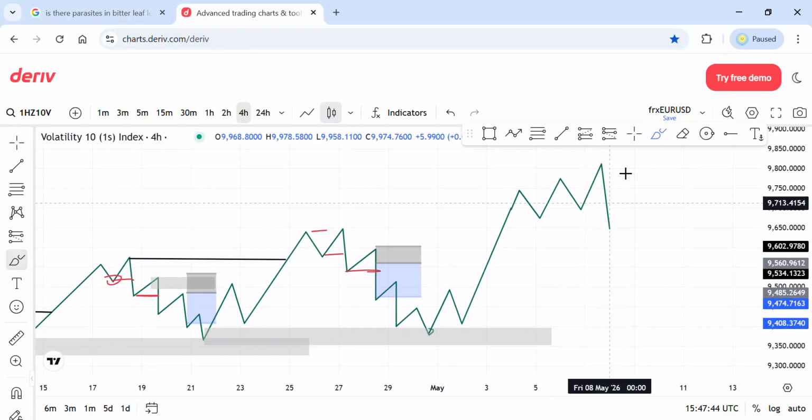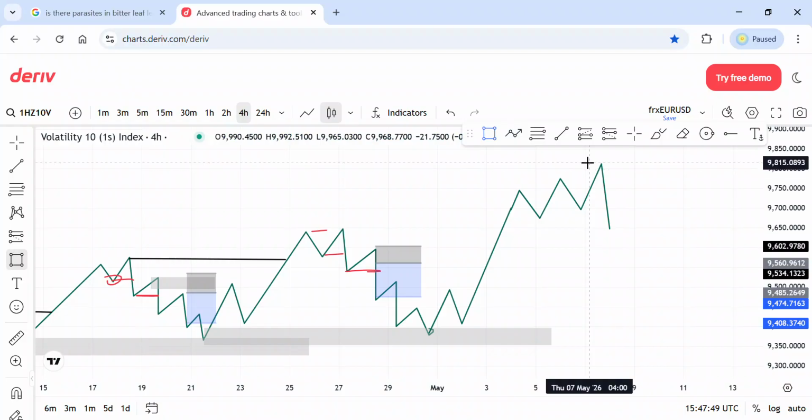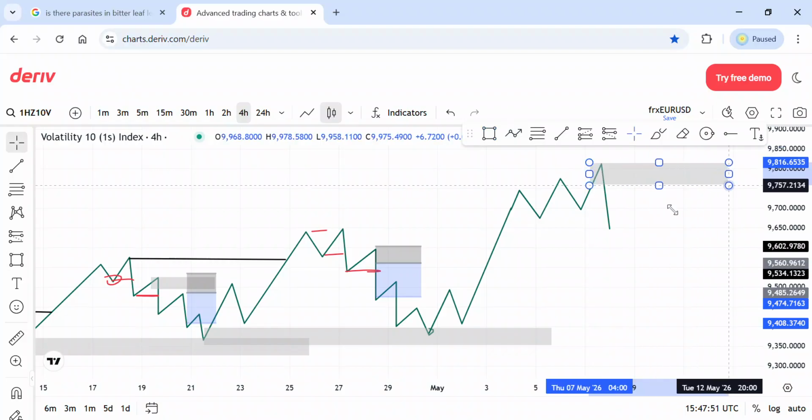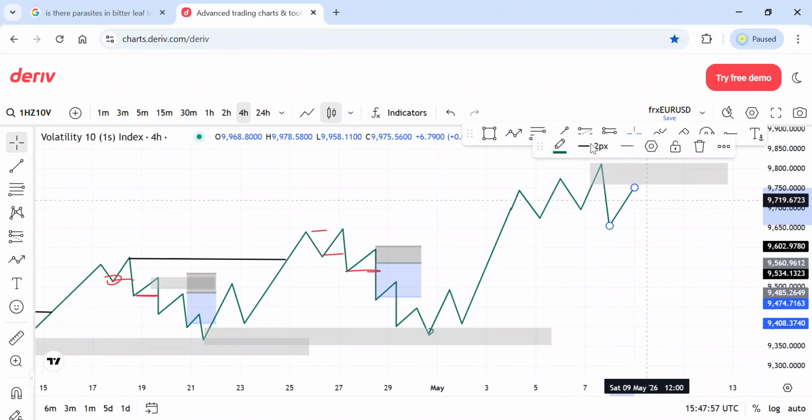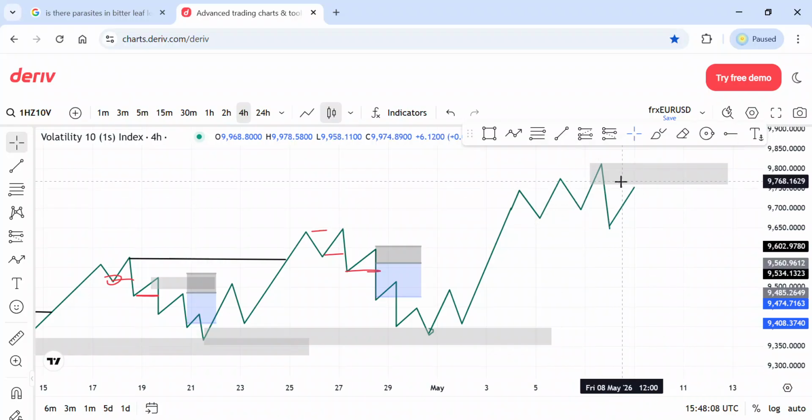Don't forget, are you going to be selling from here? If something like this occurred, are you going to be selling from here? Let's say price made a pullback like this. Are you going to be selling from here? I want you guys to answer the question. 1, 2, 3, 4, 5, 10 seconds. Are you going to be selling from here? If you say you are going to be selling from here, then you are going to pay with your currency.